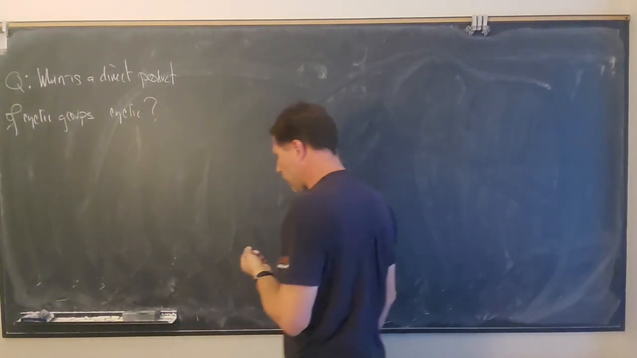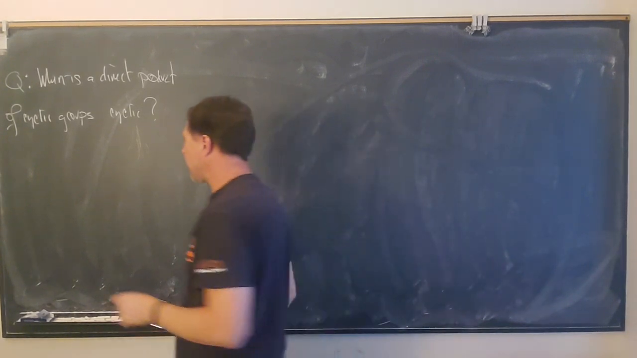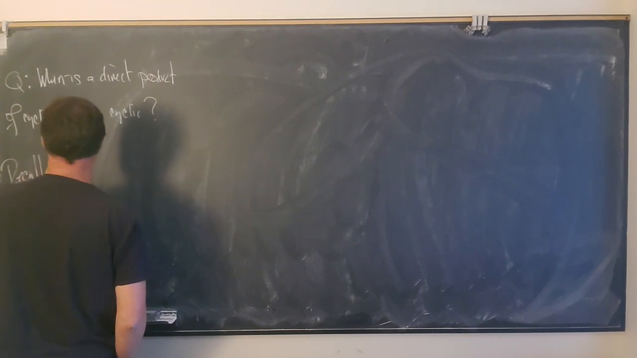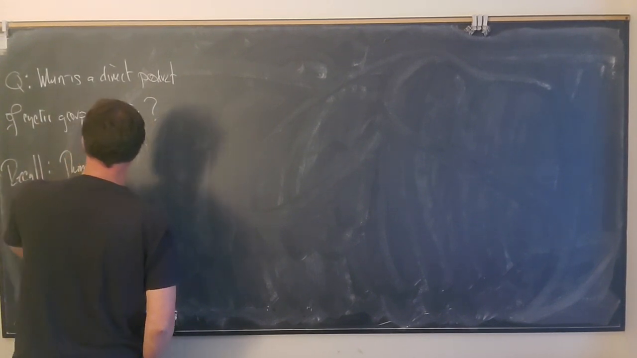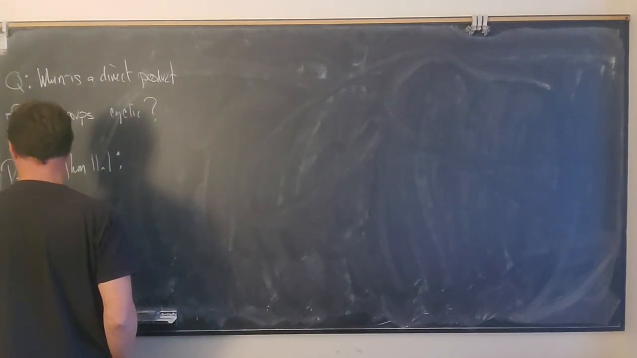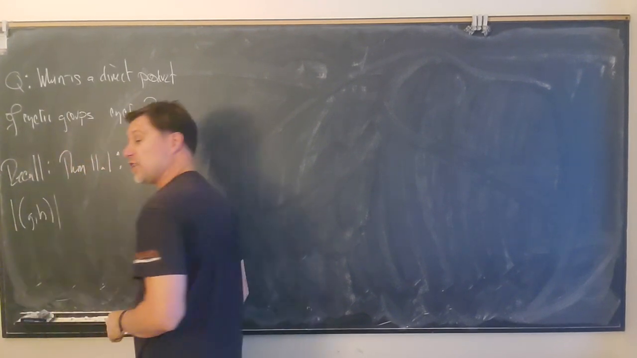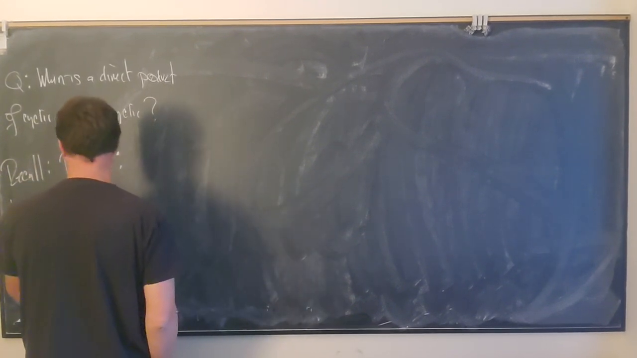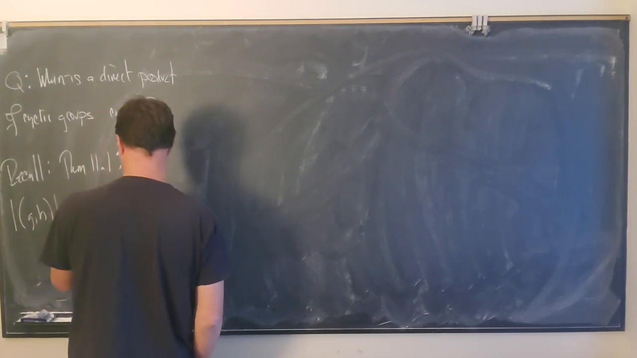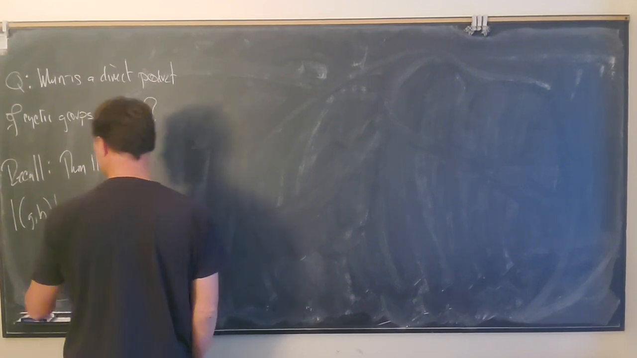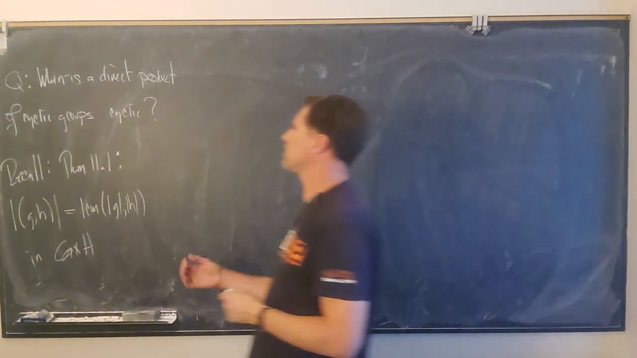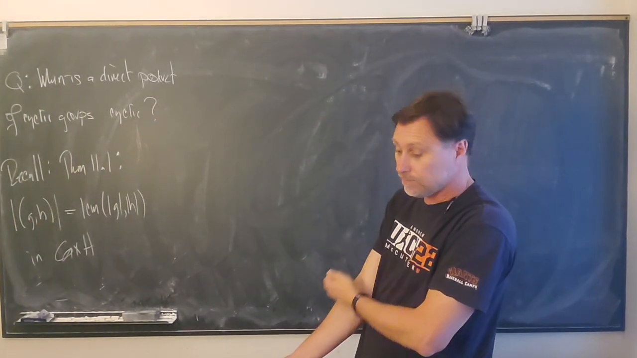And to answer this question, we want to use one of the results that we developed. Let me just recall, and paraphrase, what theorem 11.1 tells us. It tells us that the order of an element (g, h) is equal to the least common multiple of the individual orders. This is happening in G cross H. So we'll need to use this fact in our study of direct products of cyclic groups.